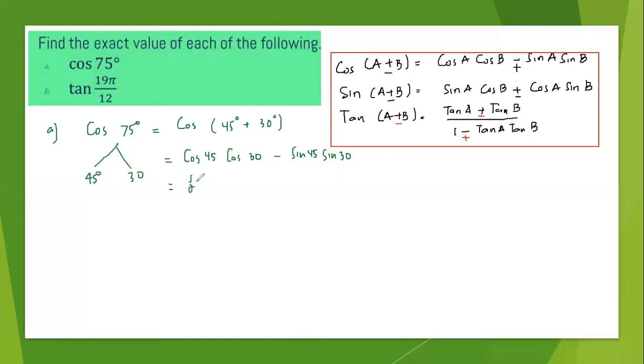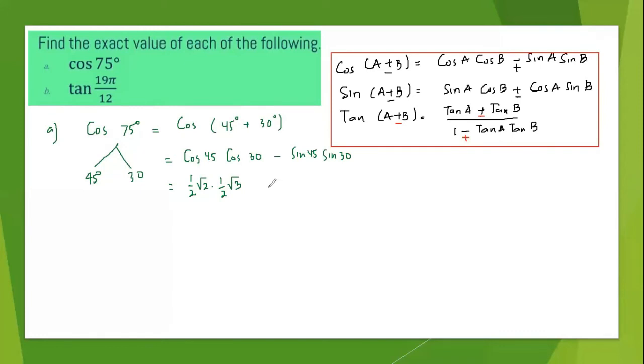Next, cosine 45 is a half root of 2. Cosine 30... sorry, no, wrong. Cosine 45 is a half root of 2. Cosine 30 is a half root of 3. Right? Okay.